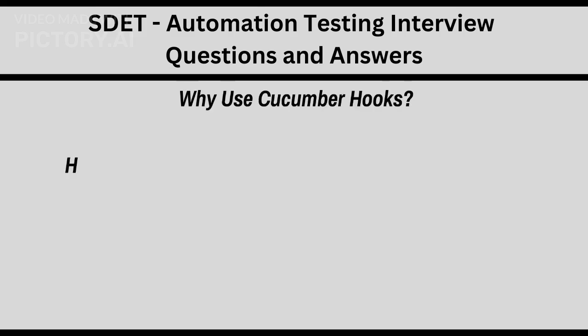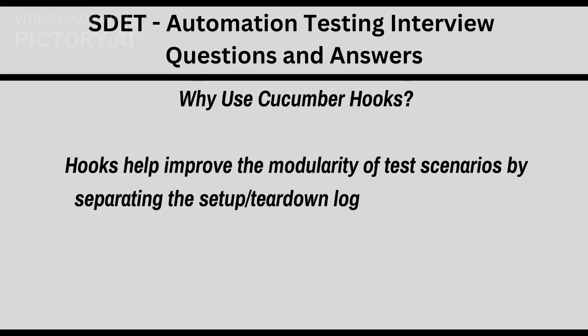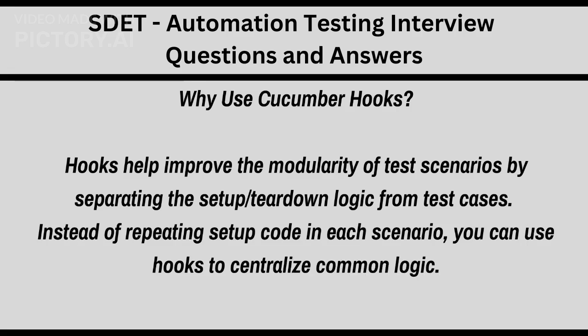Why use Cucumber hooks? Hooks help improve the modularity of test scenarios by separating the setup/teardown logic from test cases. Instead of repeating setup code in each scenario, you can use hooks to centralize common logic.